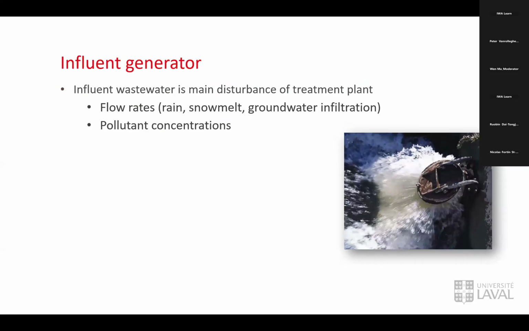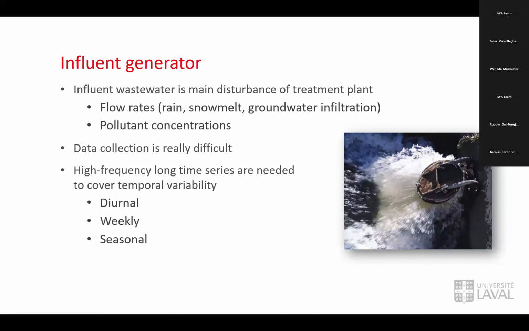The work we need is flow rate, and rain, snow melt, groundwater infiltration is there, pollutant concentrations that change. The data collection is really difficult, so we have typically small data sets where we want to extract diurnal, weekly, seasonal properties. And we have limited data. We have a measurement campaign of 2 weeks if we're lucky. We have, of course, daily data often that we can use.